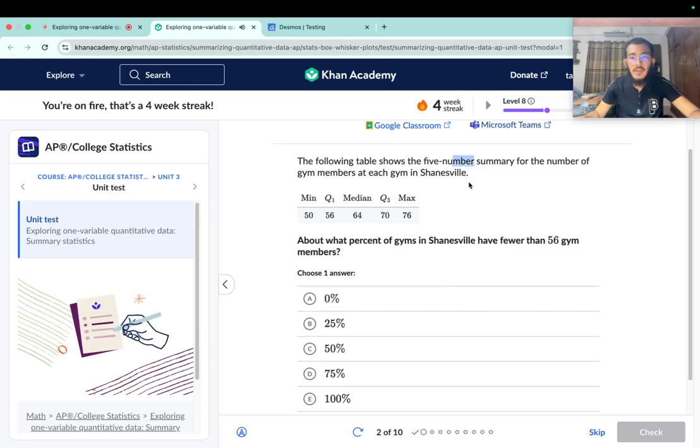The following table shows the five number summary for the number of gym members at each gym in Shansville. So we are given the data: mean, Q1, median, Q3, and max. About what percent of gyms in Shansville have fewer than 56 gym members? 56 is the Q1, which is 25%. We know that fewer than that means the data below it. So it will have 25%.